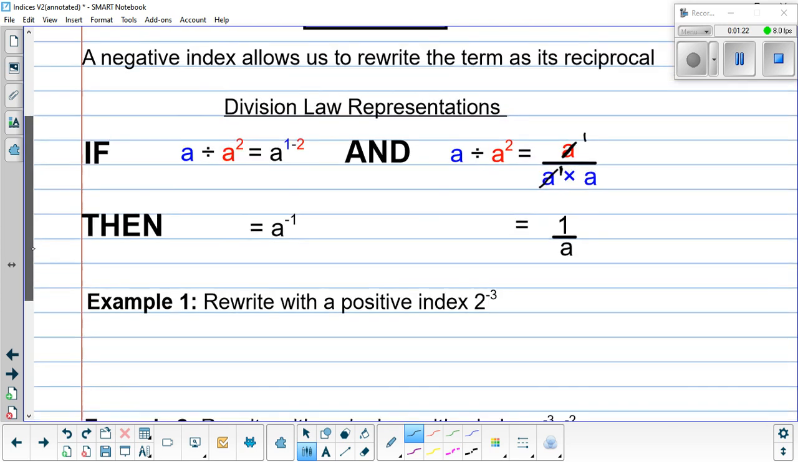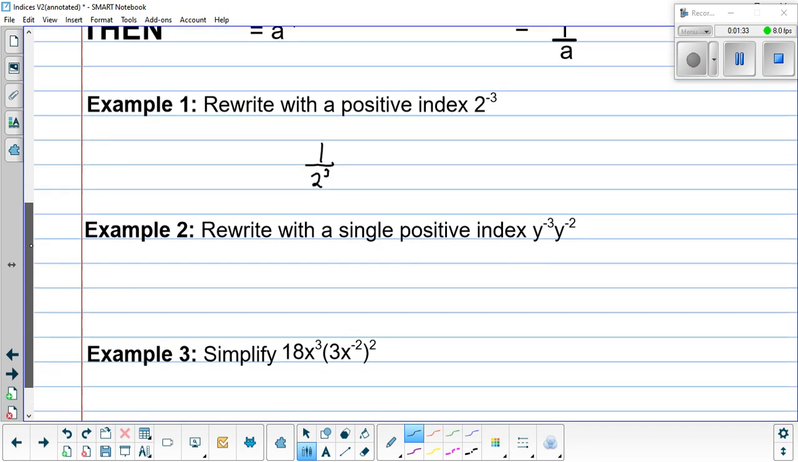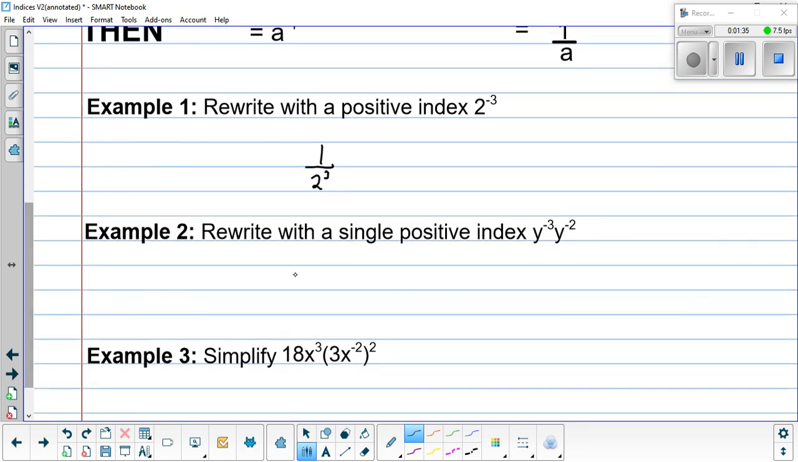So we're going to rewrite this with a positive index. Here that just means 1 over 2 cubed. We want to write this one with a positive index. Well, how are we going to do that? Let's simplify. We can write this as y to the negative 3 plus negative 2, which is y to the negative 5. Then we can write that as 1 over y to the 5.